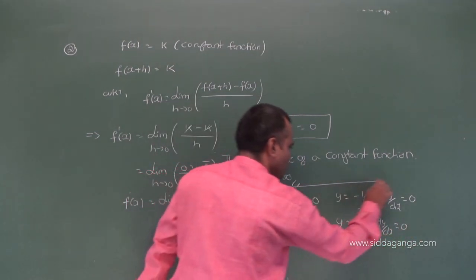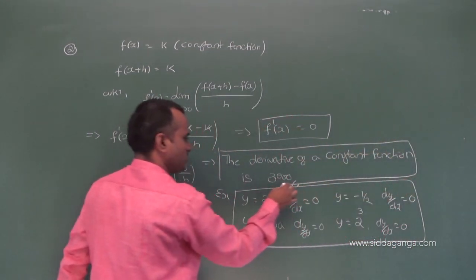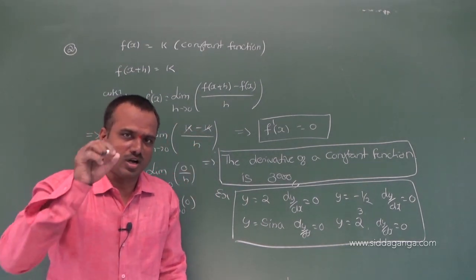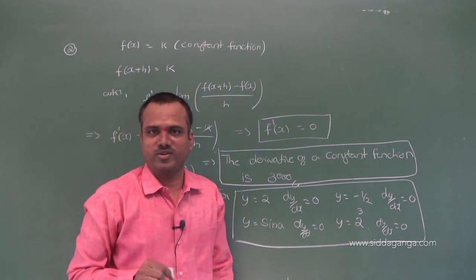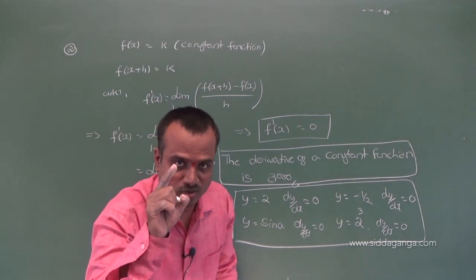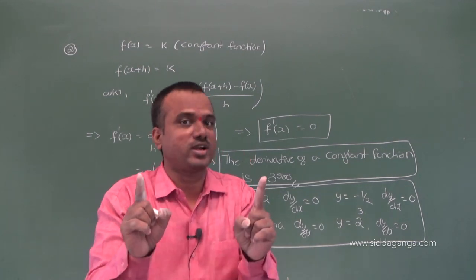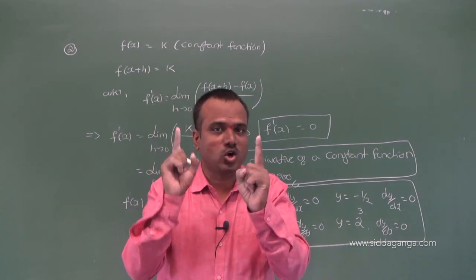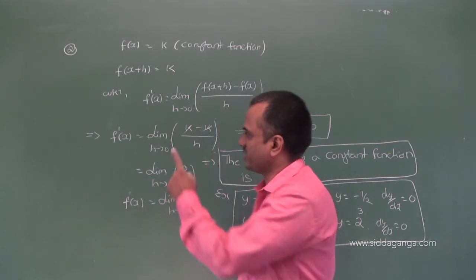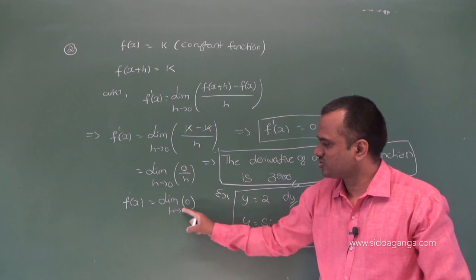Overall, what we observed, a very important result: the derivative of a constant function is always 0. Remember, it is very important. If the function is constant, the derivative of the constant function is 0. That's why, observe, we already proved: k minus k gets cancelled, 0 by h is 0, limit h tends to 0, the answer is 0.